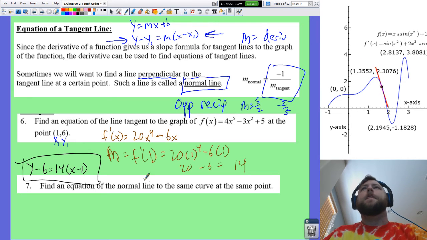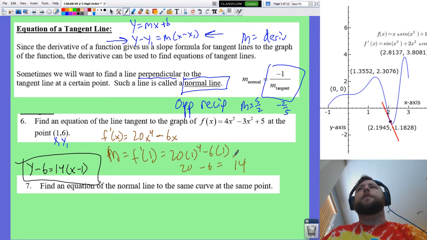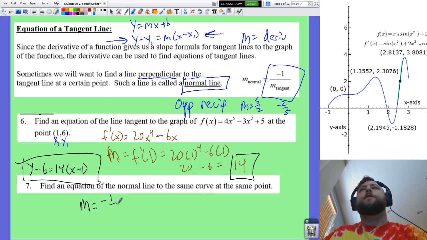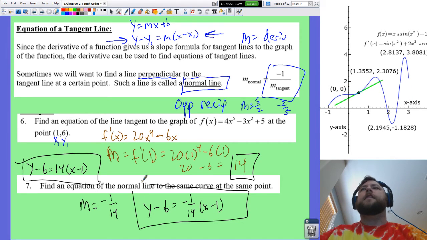I'm done. Now, if I want to find an equation of the line normal to that curve, you have to take that slope and do opposite reciprocal. So your slope in this case is going to be -1/14. My answer is y minus 6 equals -1/14 times x minus 1. Not too bad. That doesn't come up too much, though, but it's there.